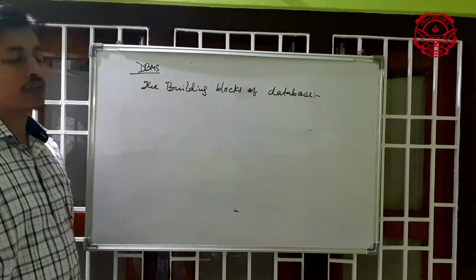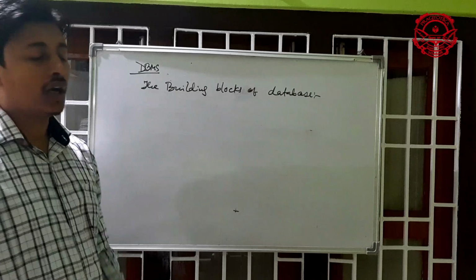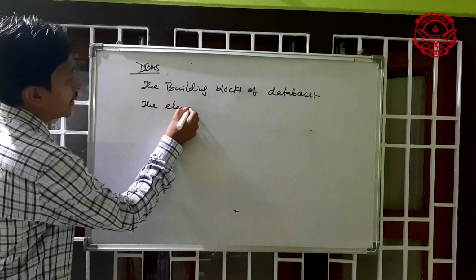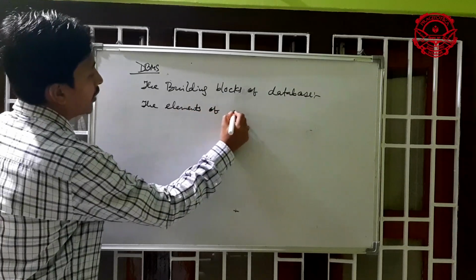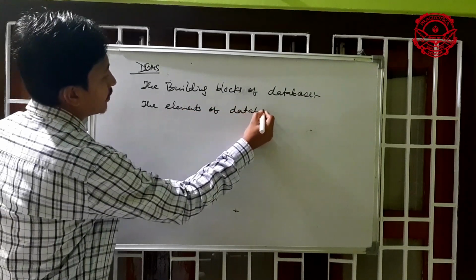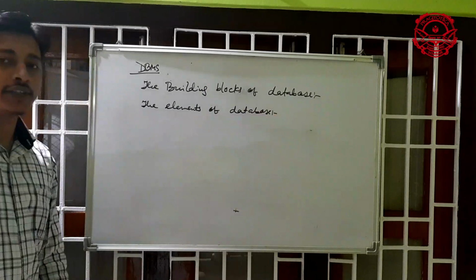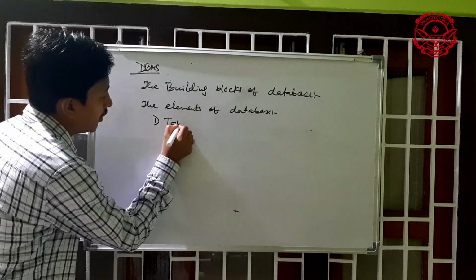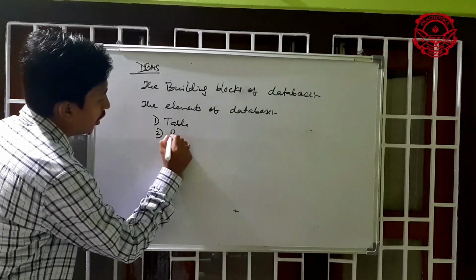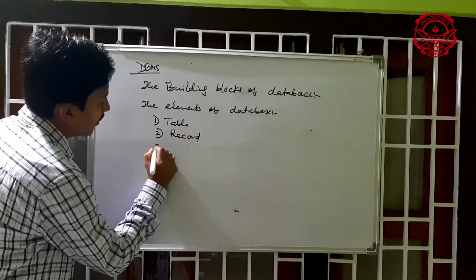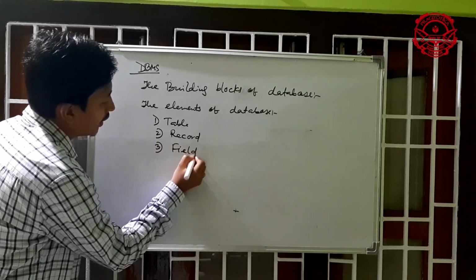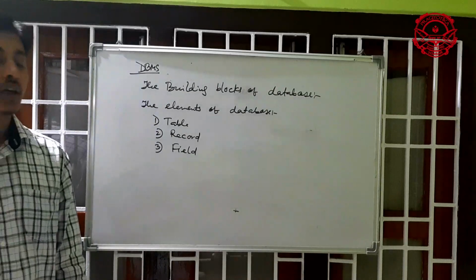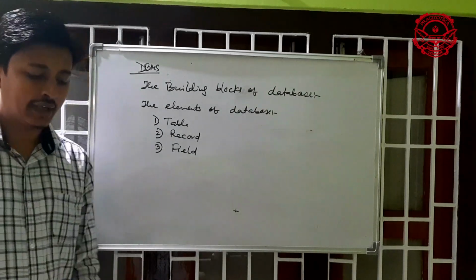So, what are the building blocks of database? Here in this chapter, you will get the elements of database. There are three types of elements of a database. The first one is table. Number two, record. And number three, field. First, we have to know what is table, what is record and what is field.